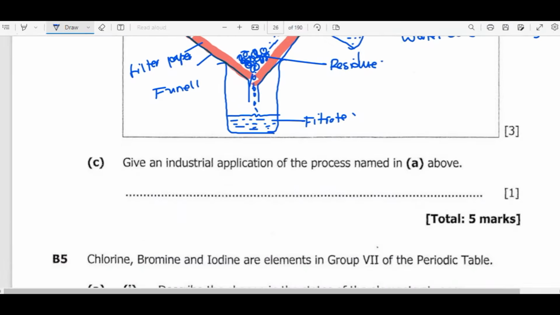We'll move on to question C. Give an industrial application of the process named in A above. So in industrial application, we can just say purification of water.